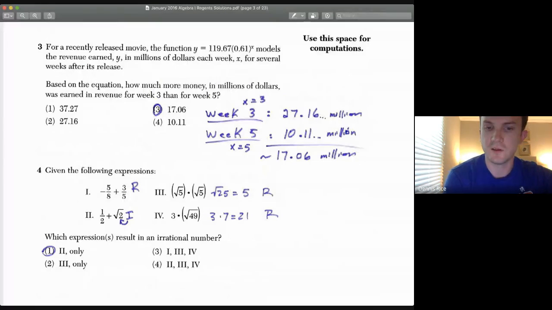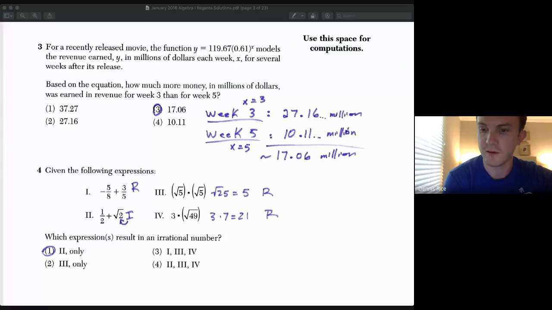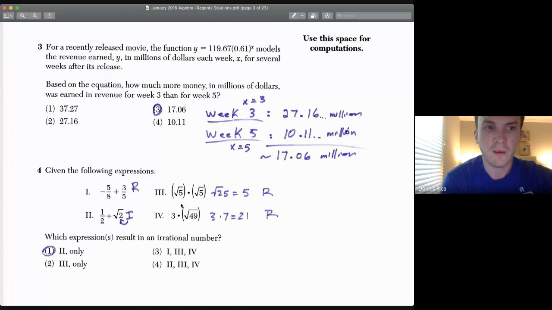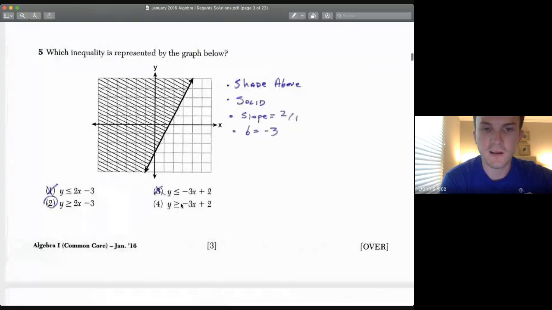Number 4 was 1. That's the only irrational. Everything else there worked out radical. Okay. For number 5, write down the information you see.